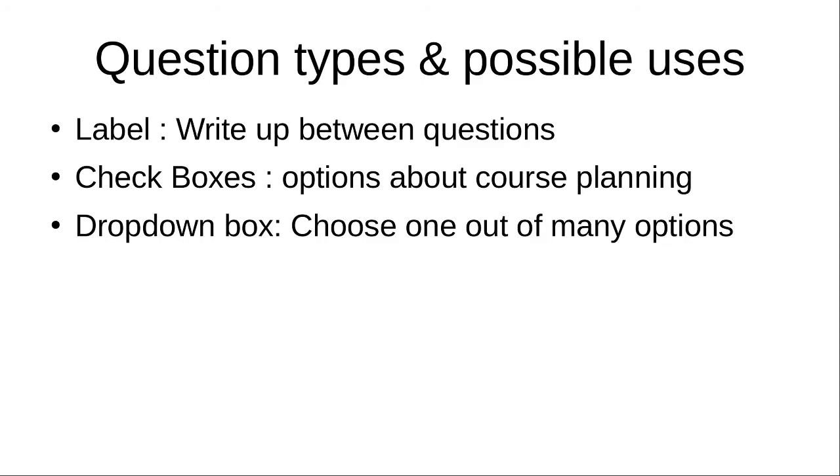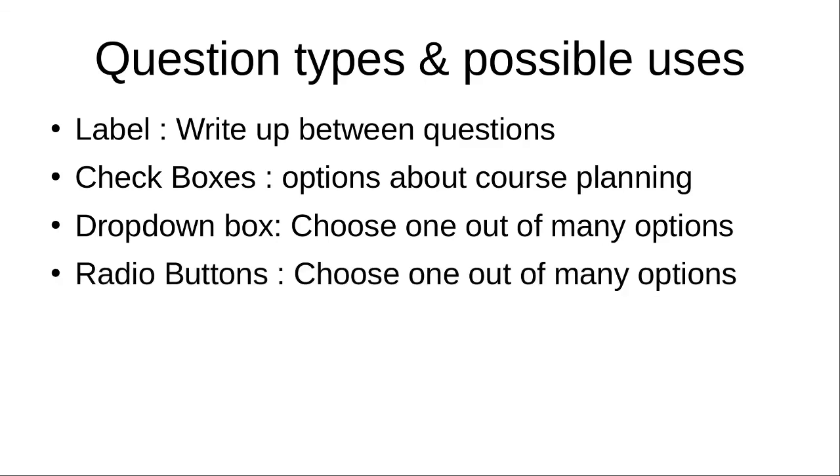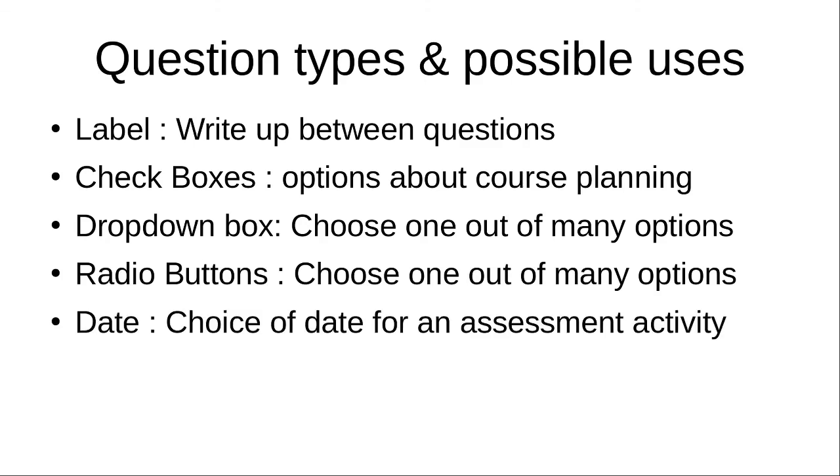Sometimes we want them to choose only one option out of a given set, and that is easily done by using a drop down box. While a drop down box shows only one option as they scroll, radio buttons would show all the options, and one of those can be picked by the student. The item date is useful because we could use it to, for example, pick a date for an assessment activity, and all the dates given by the students will be displayed in a summary, which we can use to decide on the date that we want to conduct, for example, a presentation session for all the students.